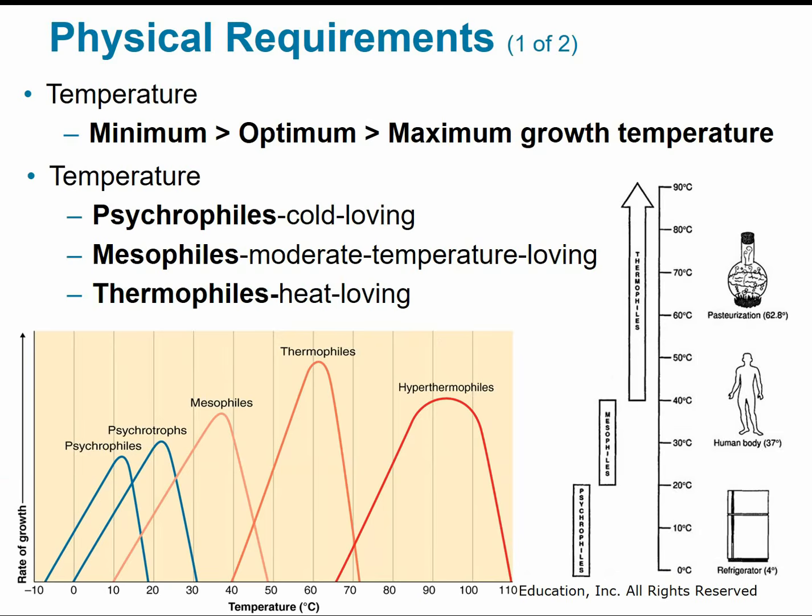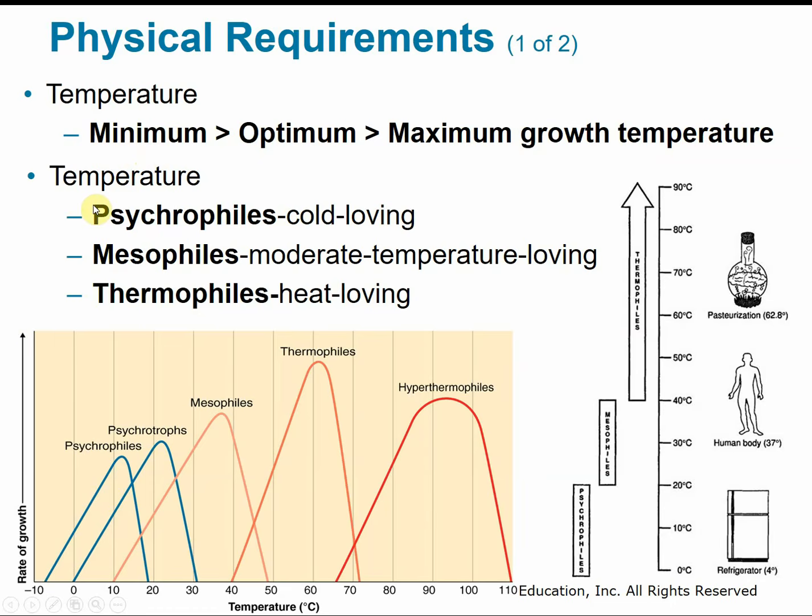So one important physical requirement for microbial growth is temperature. So all organisms have their own minimum, optimum, and maximum growth temperature. So kind of the lowest temperature that they're able to tolerate, an optimum temperature where they grow the fastest and are the healthiest, and a maximum growth temperature. So remember, temperature is important for metabolism, those biochemical reactions and those enzymes and their function.